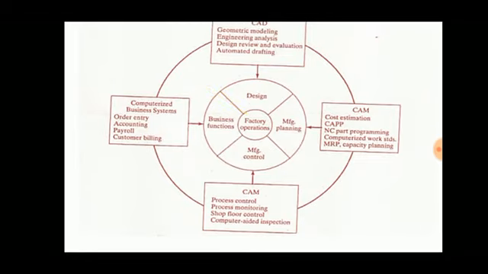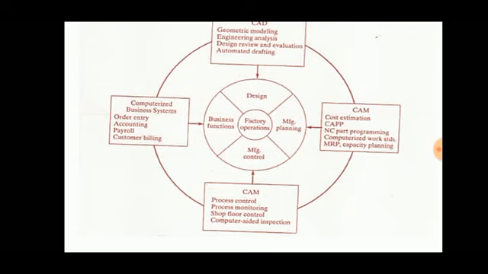Then comes machining, or the manufacturing of the design in the manufacturing plant. It involves the cost estimation of the product, how much cost is required for the product to be produced in the plant, and computer aided process planning, what processes are to be sequentially performed on the particular product, and NC part programming and computerized work standards and MRP capacity planning, etc.